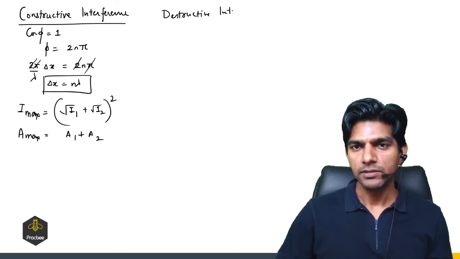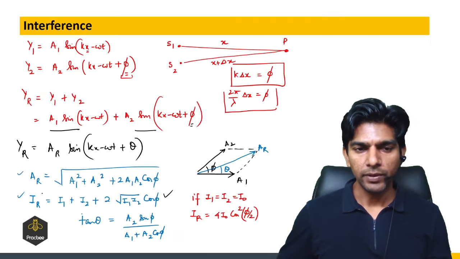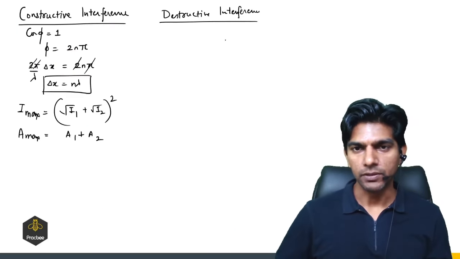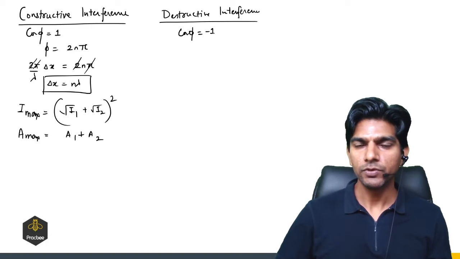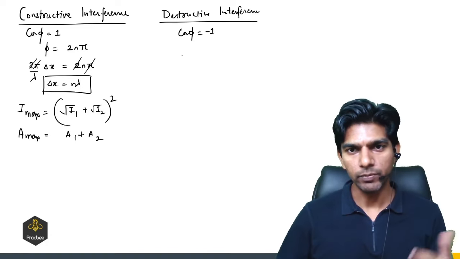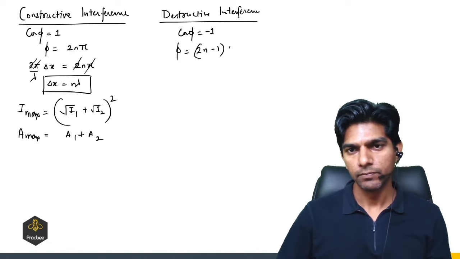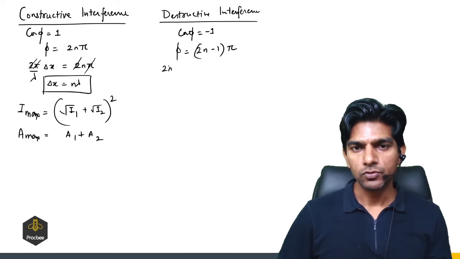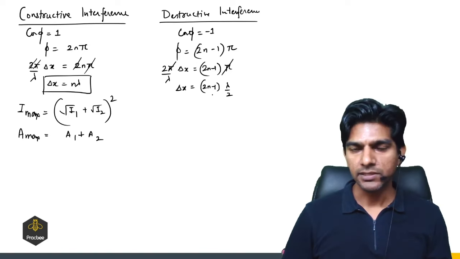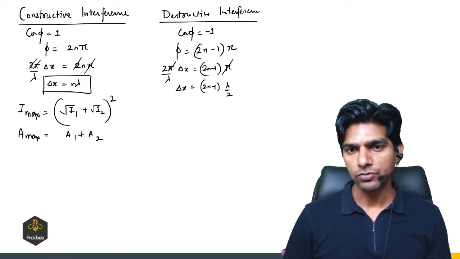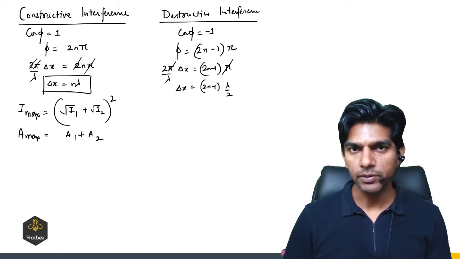In destructive interference, the intensity is minimum. So to make I_R minimum, cos phi has to be minus 1. We know cos phi is minus 1 at pi, 3 pi, 5 pi. So we can say phi should be an odd multiple of pi. And this phi can be written as 2 pi by lambda times delta x, so it equals (2n minus 1) times pi. So this pi will get cancelled out. So delta x comes out to be (2n minus 1) lambda by 2. So we can say for destructive interference, the path length difference has to be an odd multiple of lambda by 2.